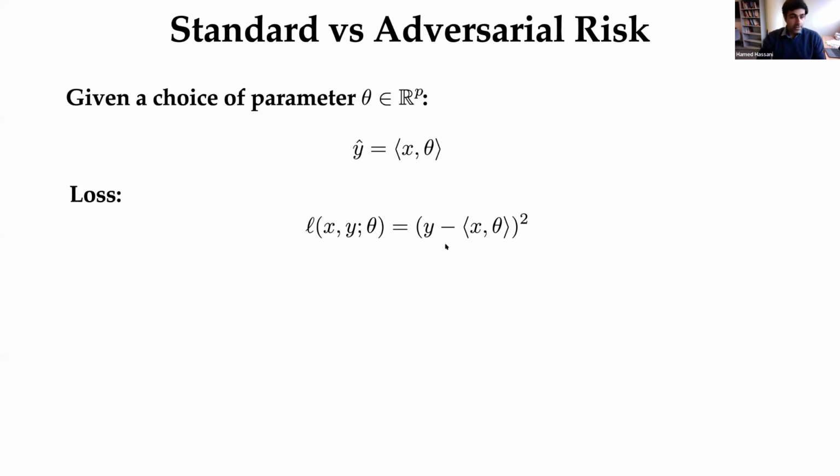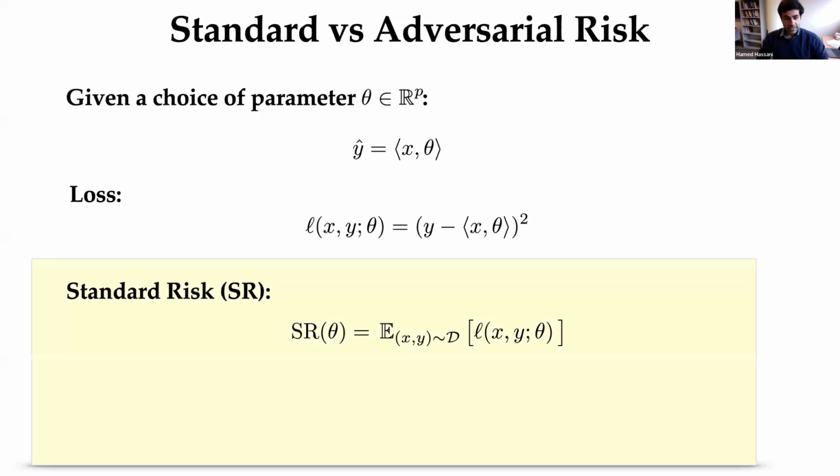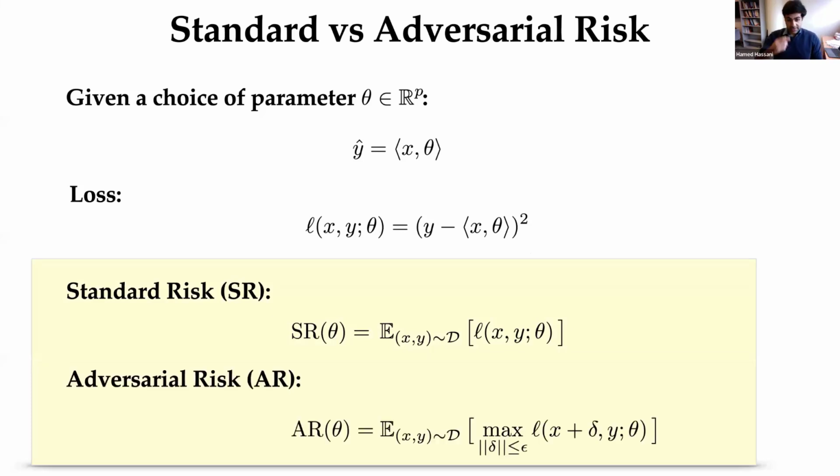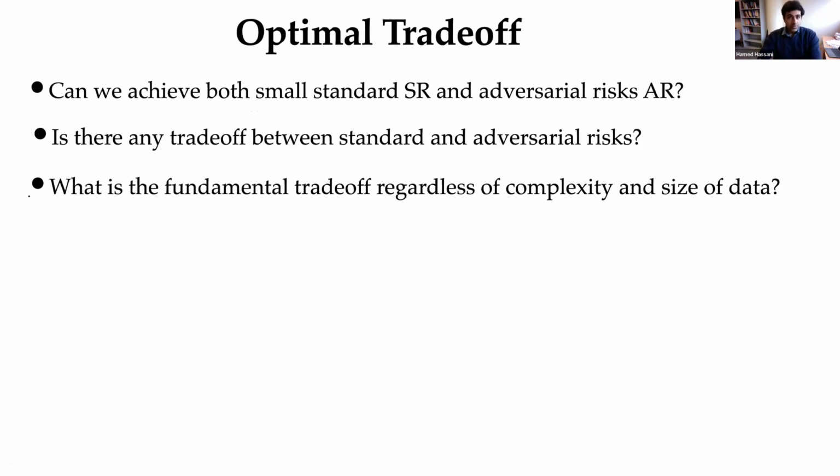So that's the loss. Now, once we have the loss, we can define the two concepts, the standard risk and the adversarial risk, as follows. The standard risk is the typical risk of supervised learning, the expected value of the loss for a model theta, and the adversarial risk of a model theta would be the expected value of the maximum loss over the ball of radius epsilon around each data point. So this is essentially the standard error or the clean accuracy. This one is the adversarial error. And we want to understand the trade-off between these two objectives, the standard risk, SR, and the adversarial risk, AR, for the problem of linear regression.